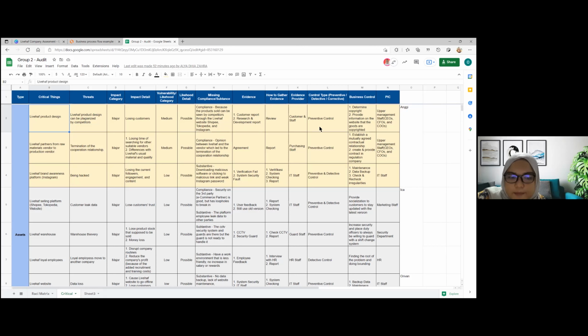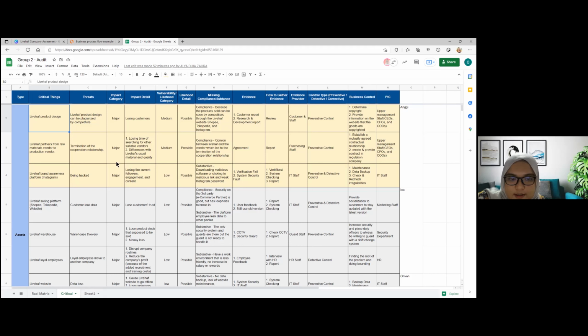Control type will be preventive control, and the business control is to determine copyright and provide information on the website that the goods are copyrighted. And the PIC will be upper management staff consisting of the CEO, CFO, and COO.